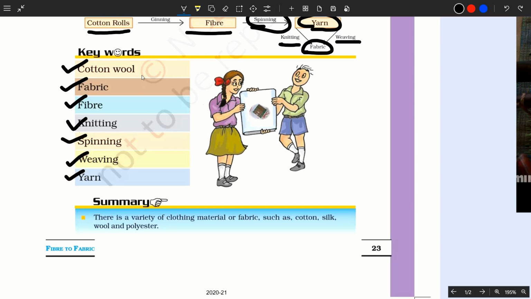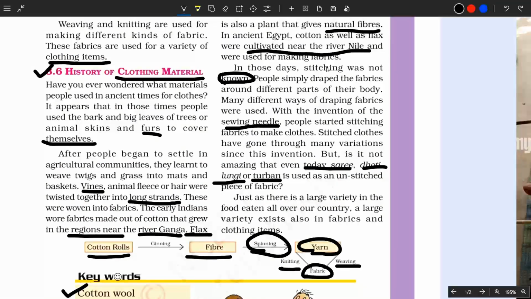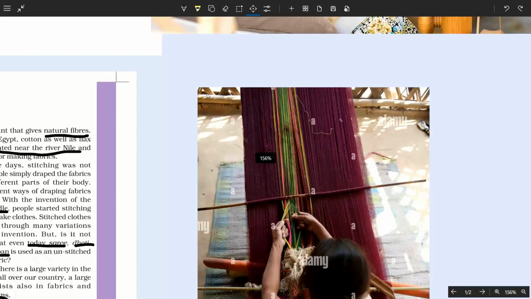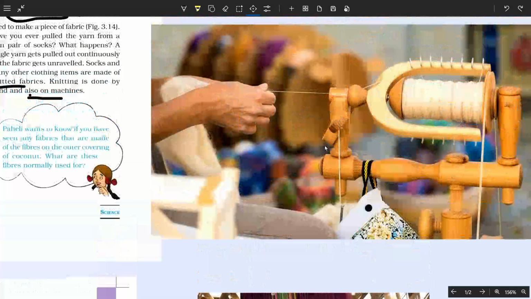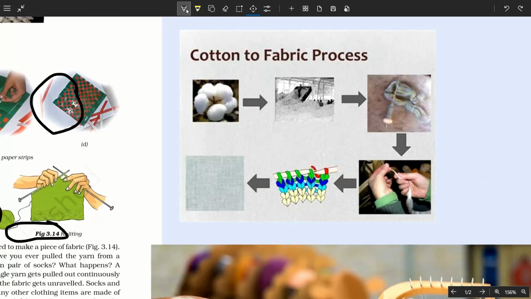We have seen all these processes in this chapter, and I will show you one more process. This is what we call the negi. The saris are made from this. And this was the modern charaka. And here we have seen the process.